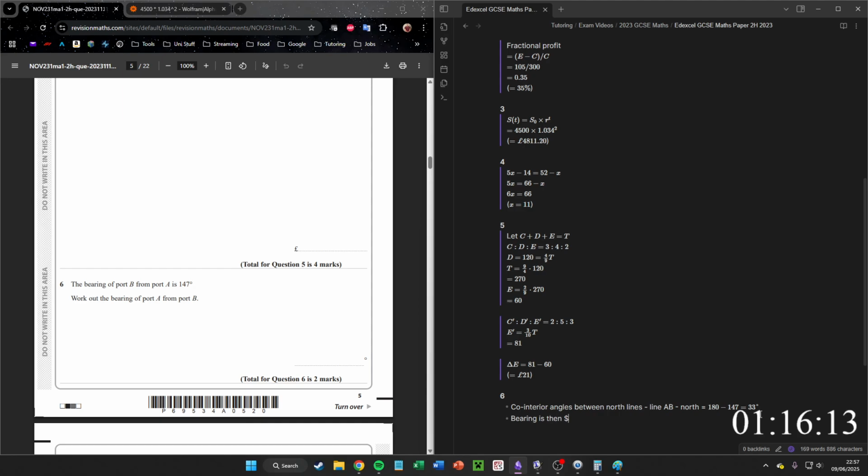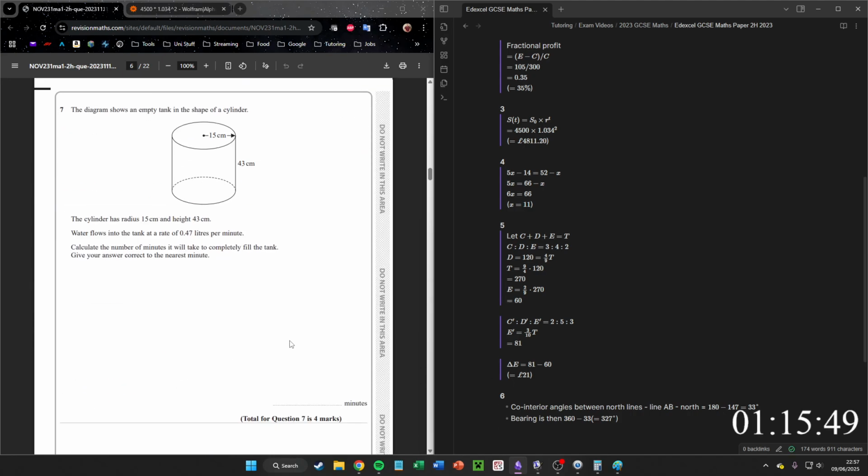Bearing is then 33. You know, obviously the combination of the diagram and what I've written here should be enough when I come back to mark it. 327, hopefully. We'll see. And that's my final answer. I'll put that in there. There we go. Okay. Question number 7.